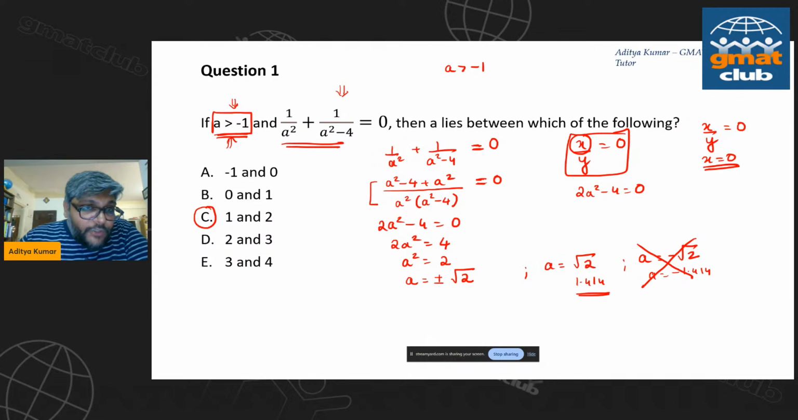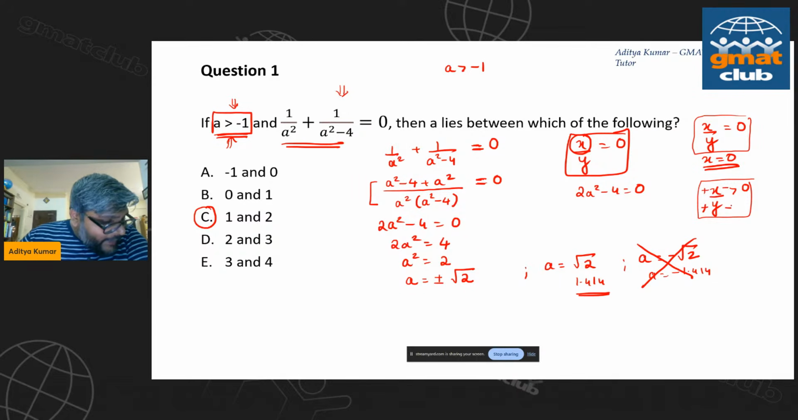The denominator should not be equal to 0 because something divided by 0 is undefined. But if I have something like x by y is greater than 0, then obviously I cannot multiply both sides by y, right? Because I'm unsure about the sign of y. This was an equality. This is an inequality. So here, if x by y is greater than 0, I would just say that both x and y are positive or both x and y are negative.